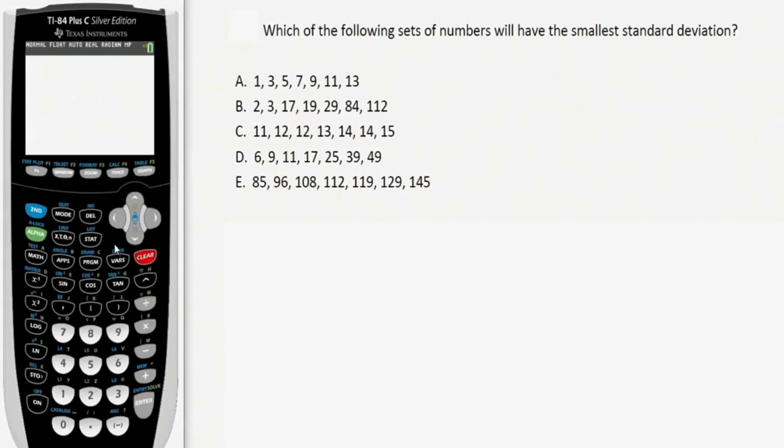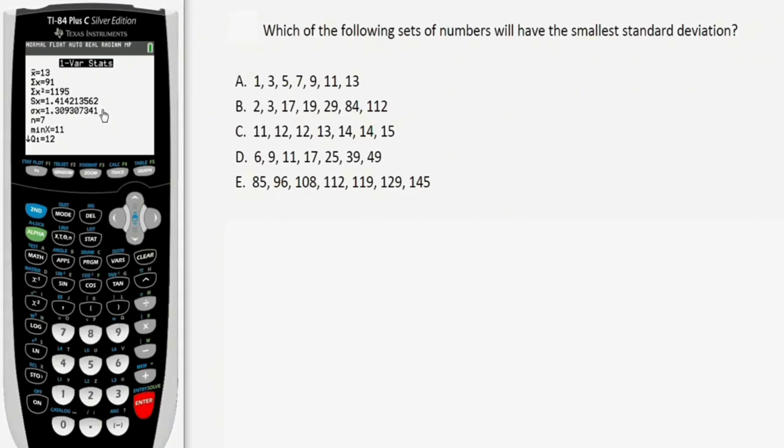Clear this. You go for second. No, don't go for second, guys. Just press this start button alone. Come to calculate, then one variable statistics, then list 3 now. Second, this button for list 3. Come to calculate, press enter. Alright, so the sample standard deviation for option C is 1.41. This is the smallest so far, guys. Option C, this is the smallest so far.